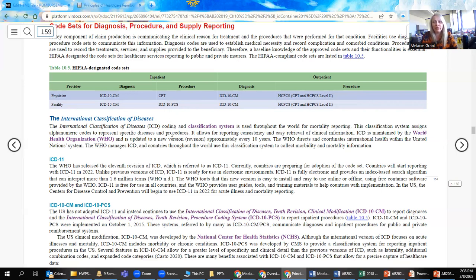Now, if you're wondering who releases those ICD-10 codes and splits them between CM and PCS. Yes, I made a fun joke here.